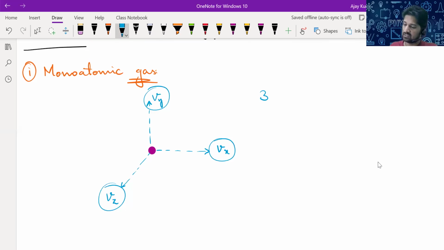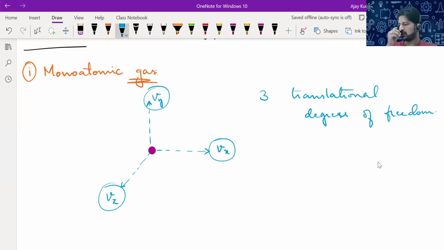So we say that it has three translational degrees of freedom. Okay, it can store translational kinetic energy half mv square, and there are three independent ways in which it can do that. So we say that it has three translational degrees of freedom.